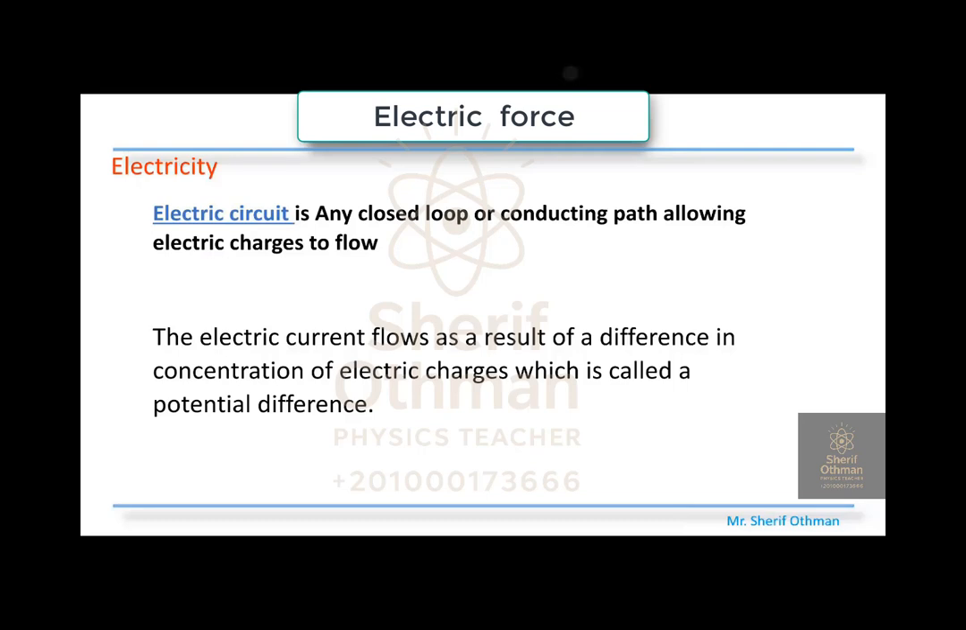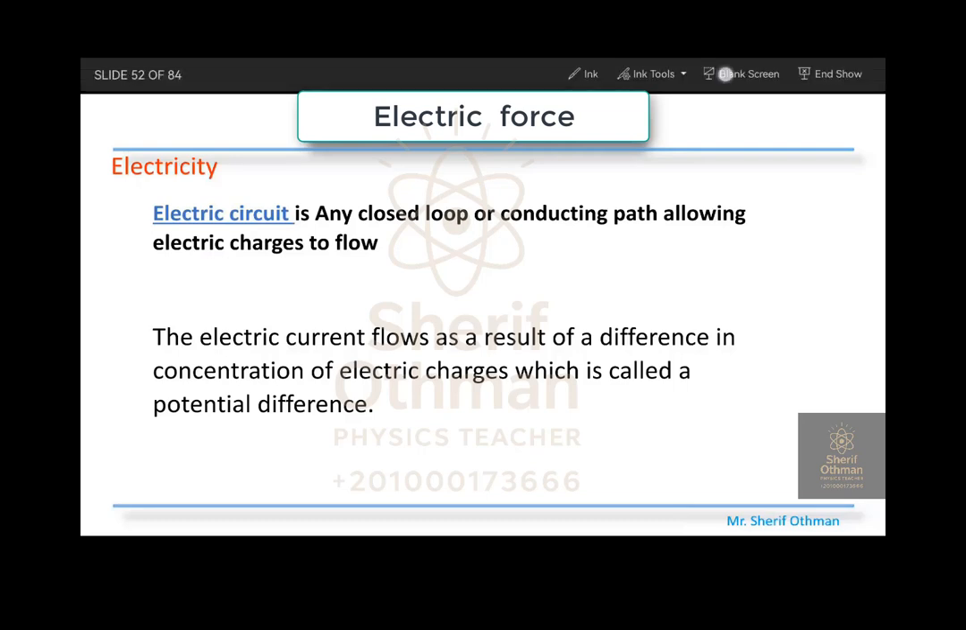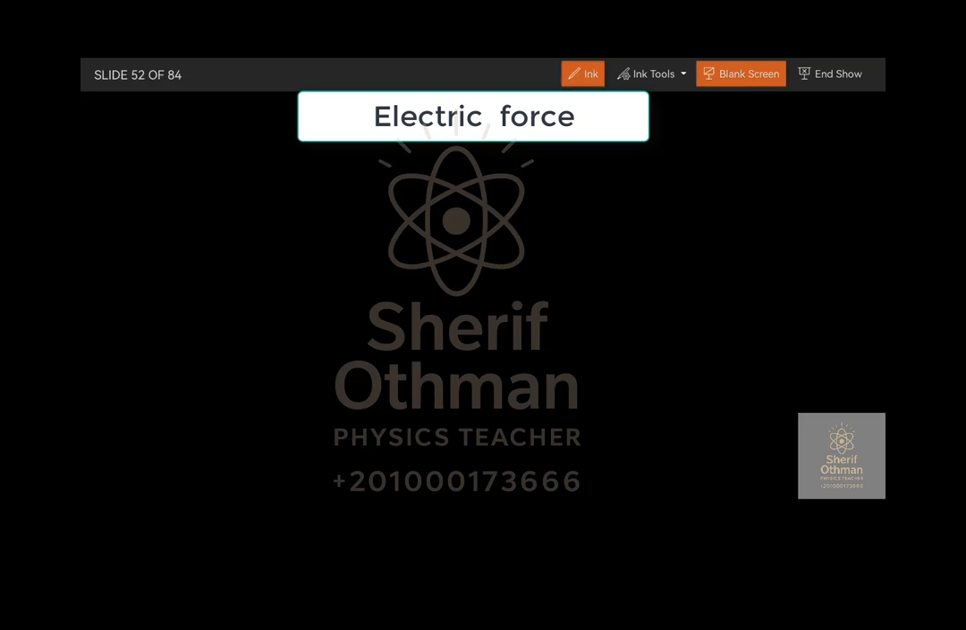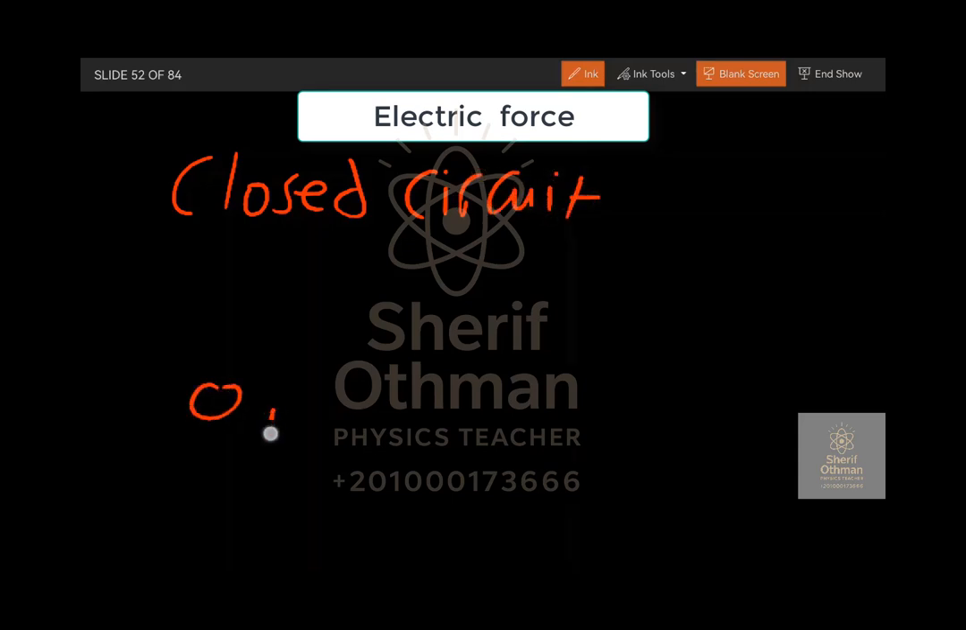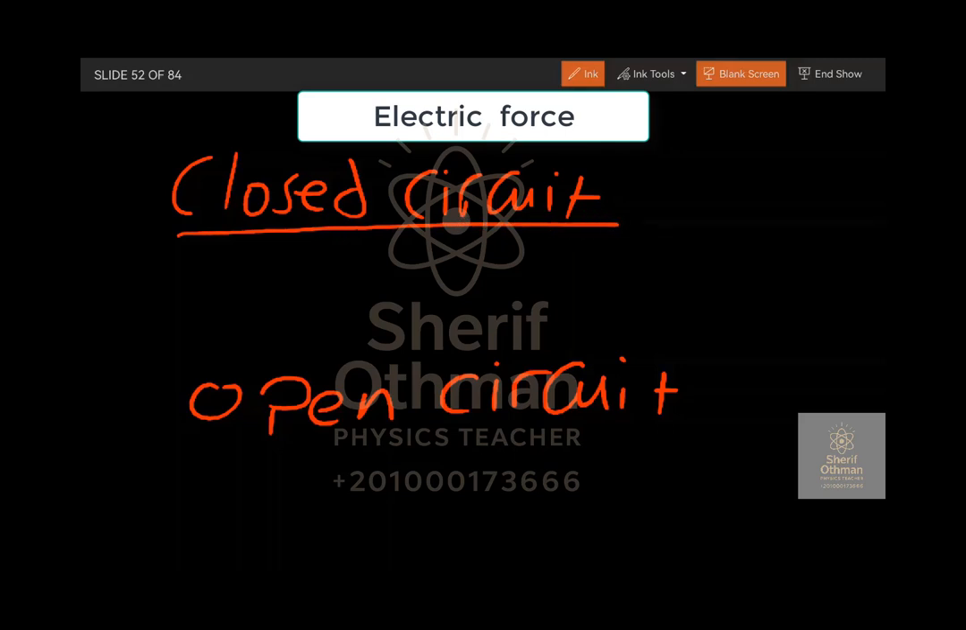We have two expressions, guys. One of them is the closed circuit, and the other one is the open circuit. Closed circuit means all parts of the circuit are connected to each other. So the path is provided for electrons to move from one place to another, to move from the battery, returning back to the other side of the battery.